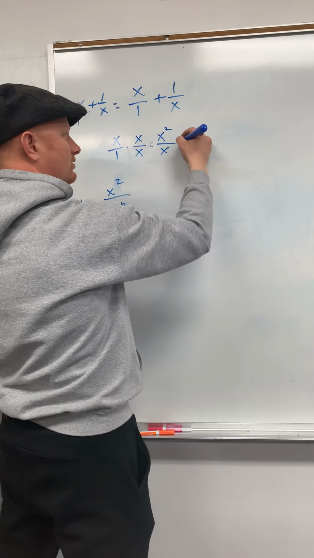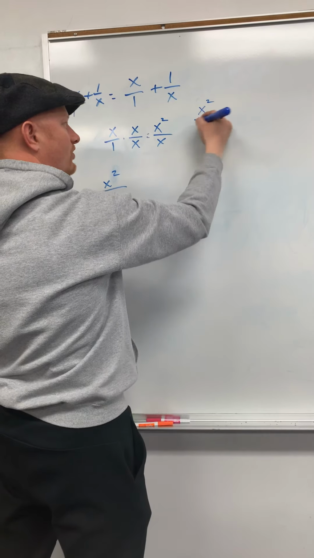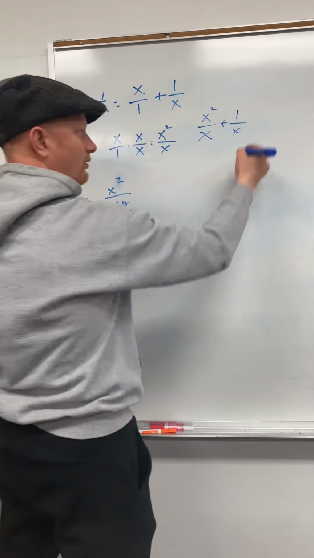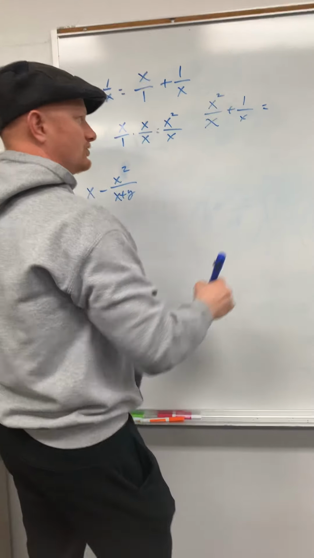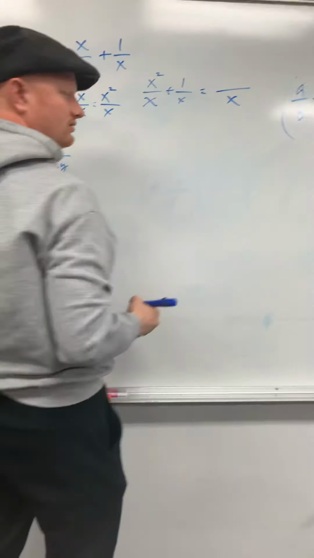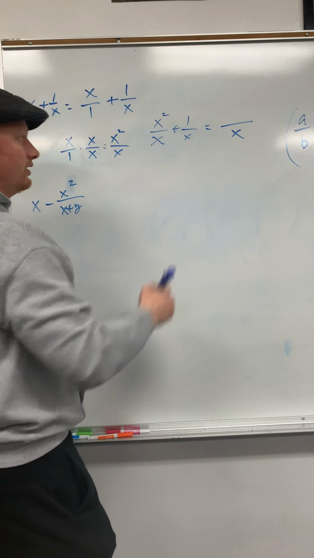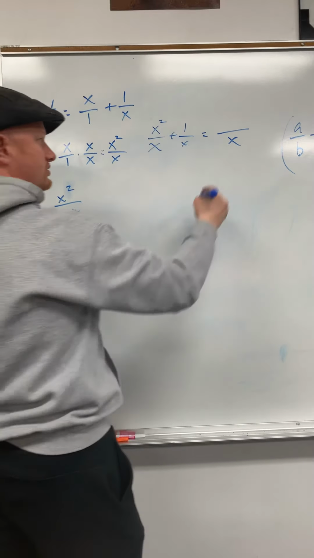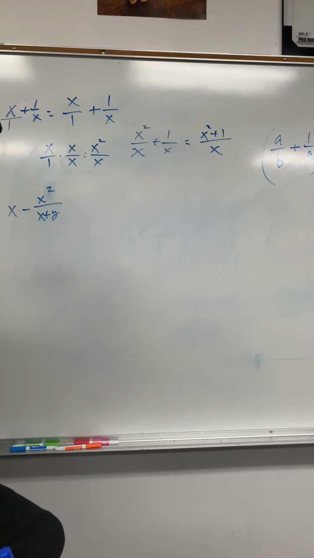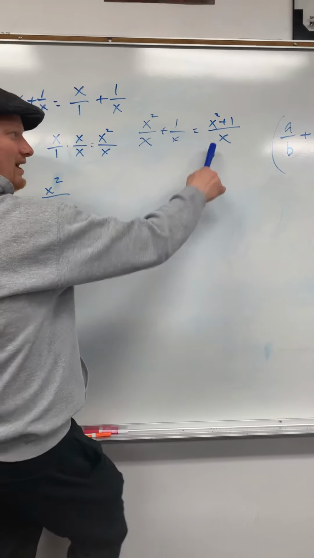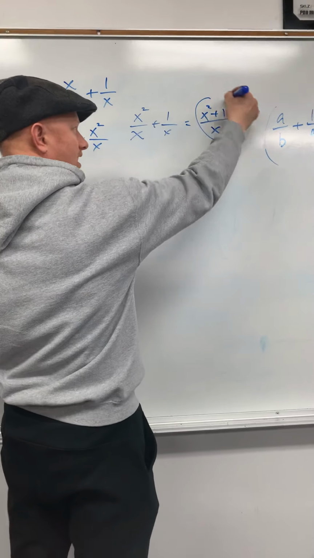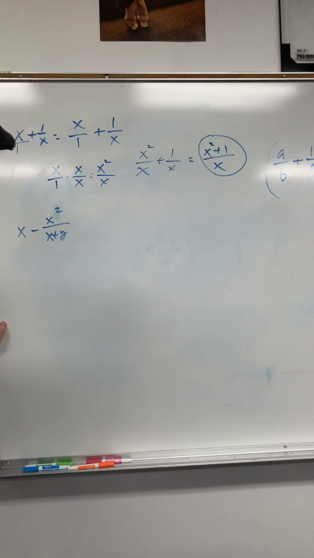So now it's x squared over x plus 1 over x. Now we can add. I have a common denominator of x. x squared plus 1 is just x squared plus 1. I cannot combine those. Now check it out, I can't do any kind of cancellation, so this is as far as I can go. Right there, here's my answer. Okay, so let's look at this one.